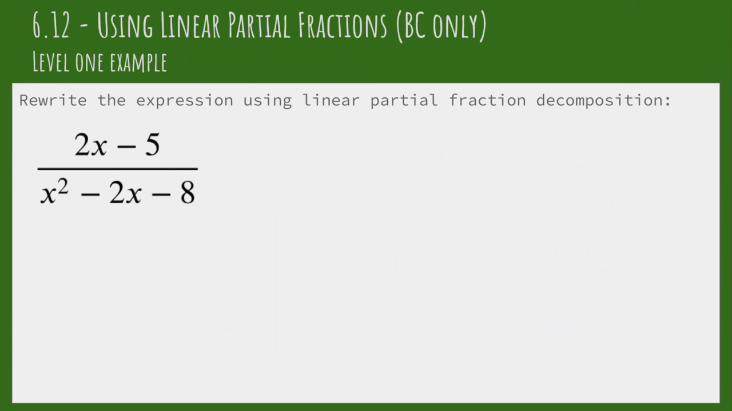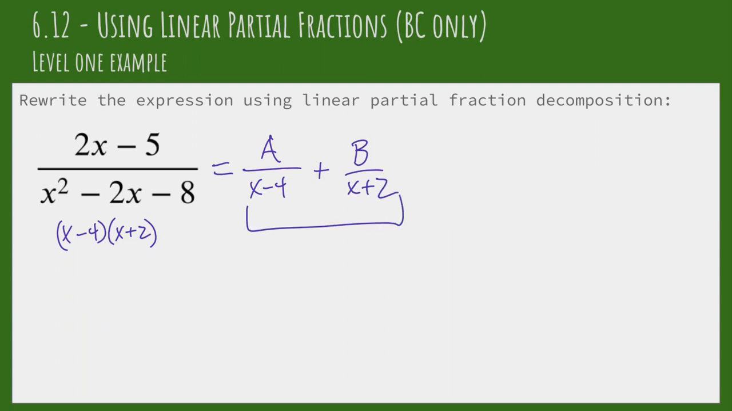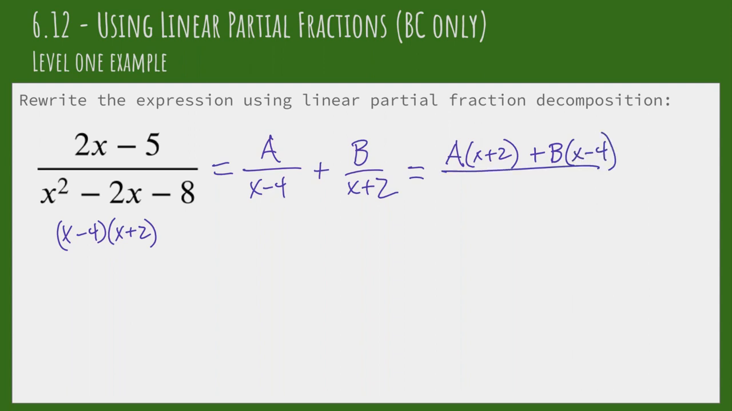I'm going to start by factoring the denominator. Looks like it's going to be x minus 4 times x plus 2. So this is going to equal a over x minus 4 plus b over x plus 2. Then in this expression, we're going to get a common denominator and combine. So that's going to be a times x plus 2 plus b times x minus 4 is equal to x plus 2 times x minus 4. Okay, so again, notice that our numerators should be equal because the denominators are the same.